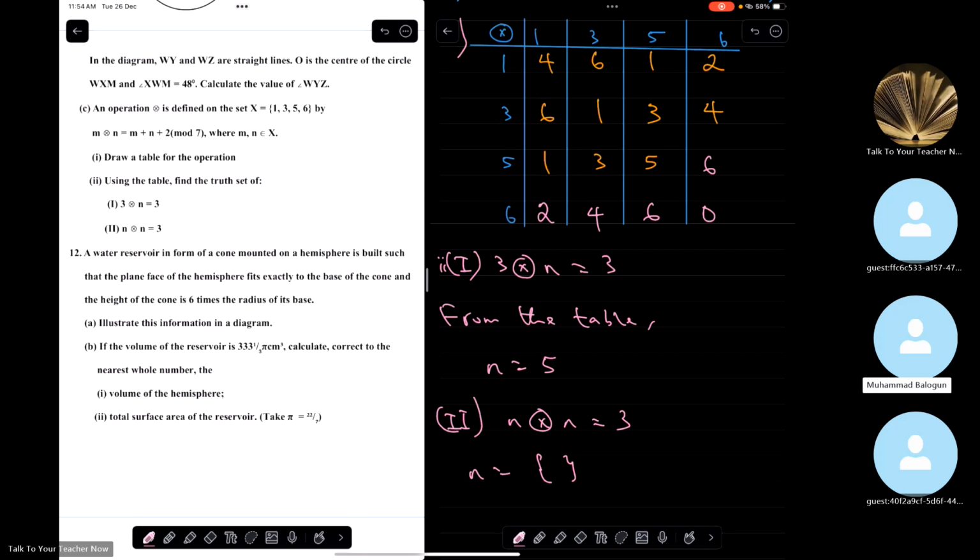A water reservoir in form of a cone mounted on a hemisphere is built such that the plane face of the hemisphere fits exactly to the base of the cone, and the height of the cone is 6 times the radius of its base.